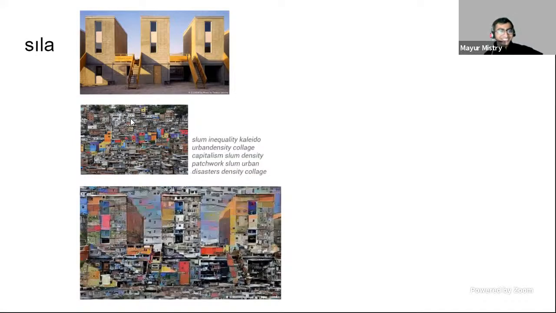Disaster density collage. Ooh. That one says capitalism and slum density. Wow. That's deep. Why capitalism? It's pretty good. These are kind of fascinating. It's either connecting to things or very specific, right? And I don't think I would ever be able to put these together like that. So that's what makes it fun.